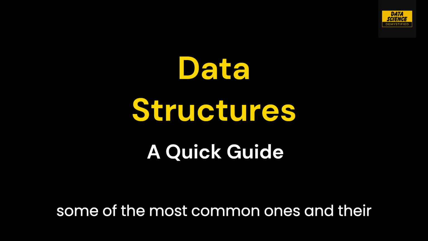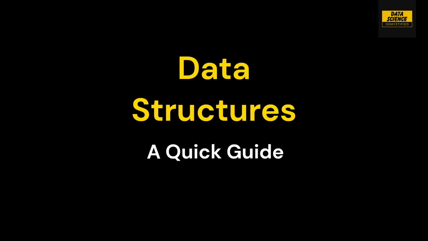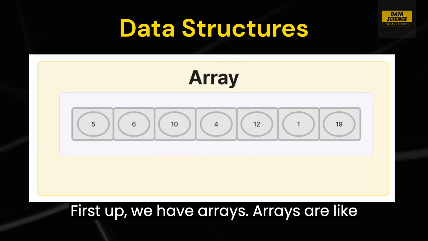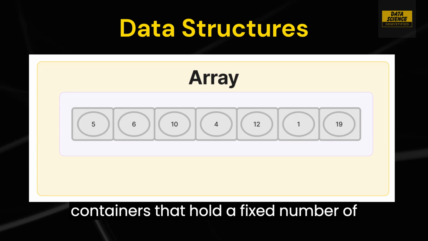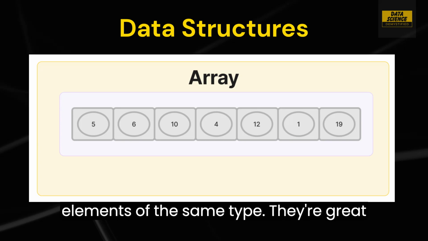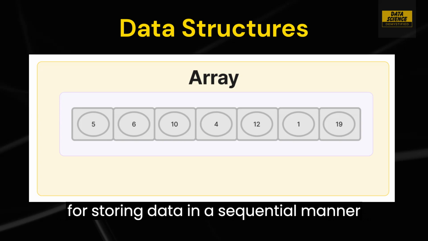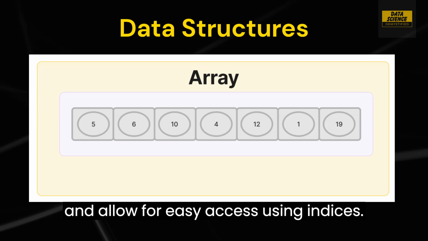Let's explore some of the most common ones and their applications. First up, we have arrays. Arrays are like containers that hold a fixed number of elements of the same type. They're great for storing data in a sequential manner and allow for easy access using indices.